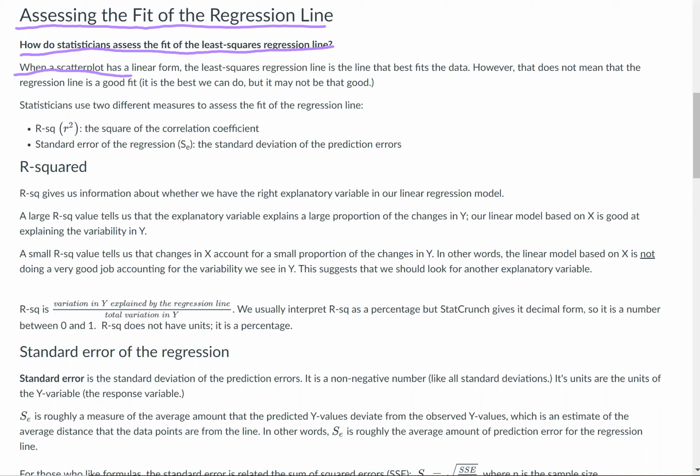When a scatter plot has a linear form, the least squared regression line is the line that best fits the data. However, that does not mean that the regression line is a good fit. It is the best we can do, but it may not still be that great.